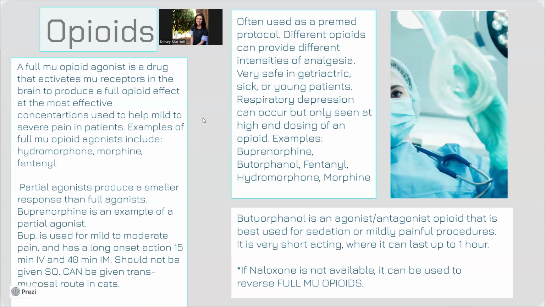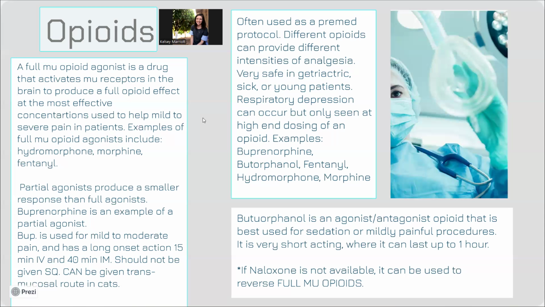So what we use in veterinary medicine, we have buprenorphine, butorphanol, fentanyl, hydromorphone, and morphine. The most common ones I've used in practice are actually butorphanol, or Torb, and buprenorphine. My clinics I've worked at never really carry fentanyl, but if you're in an ER situation or if you work at a surgical specialty center, fentanyl is going to be available, whether it's on a patch or injectable.